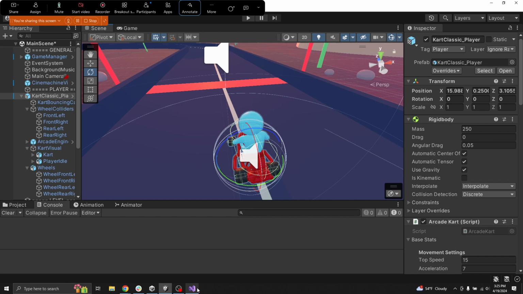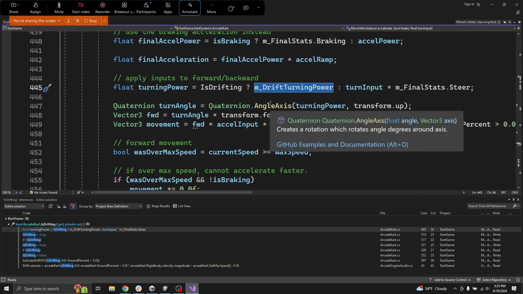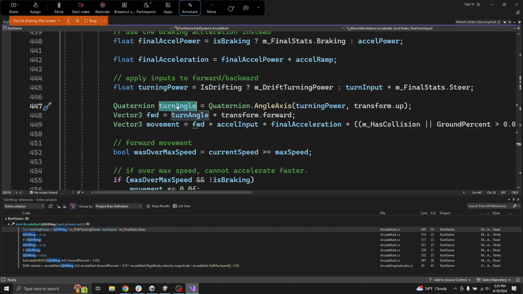I can say that 3D rotations are one of the more difficult things to wrap your head around. But this is saying, how much should we be turning from 0 to 360? It's an angle in degrees. We're rotating about the up, so it's like we're turning left to right. This is how we get our turn angle, because we're turning perpendicular to up.